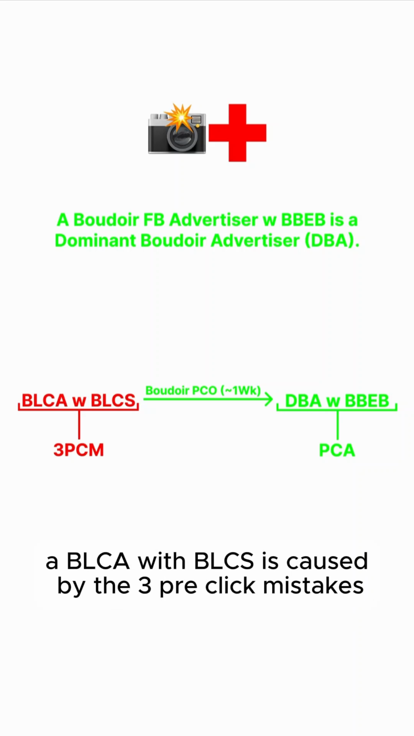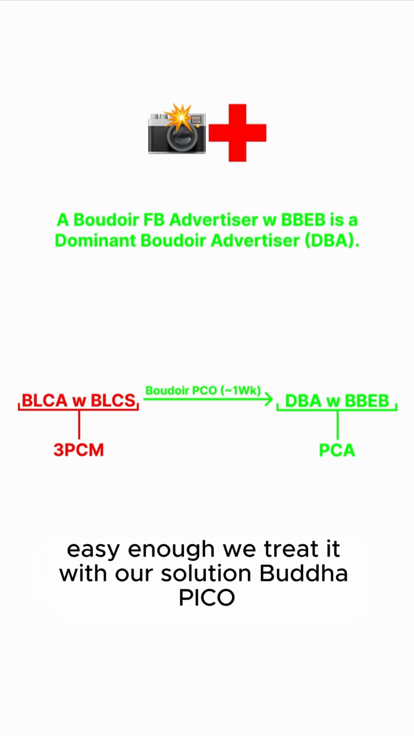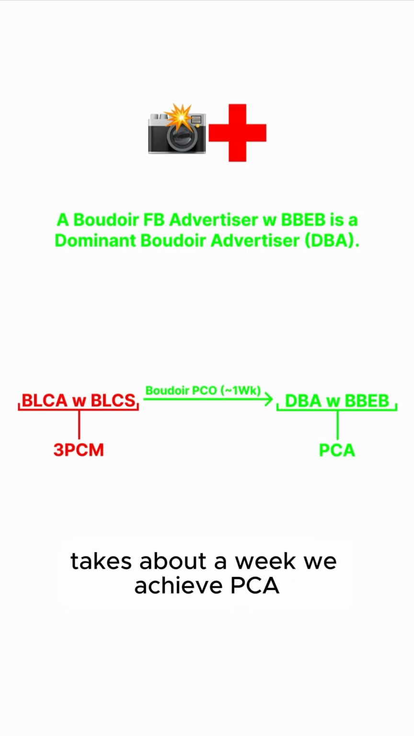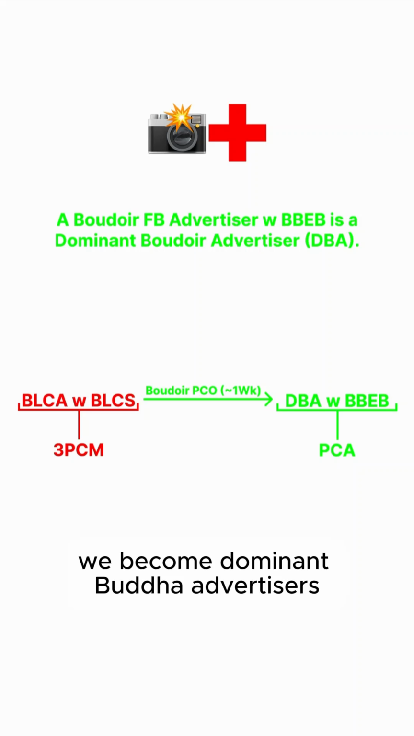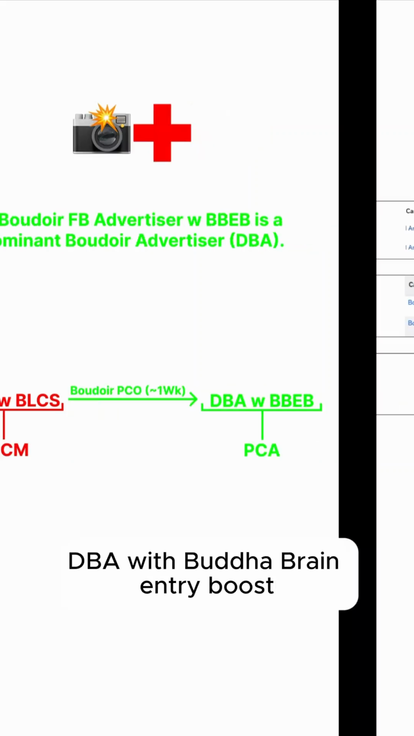A BLCA with BLCS is caused by the 3 pre-click mistakes. Easy enough. We treat it with our solution, Boudoir Pico, takes about a week. We achieve PCA, the pre-click alignment, and we become dominant Boudoir advertisers, DBA, with Boudoir brain entry boost.